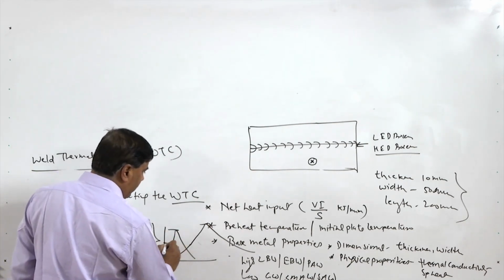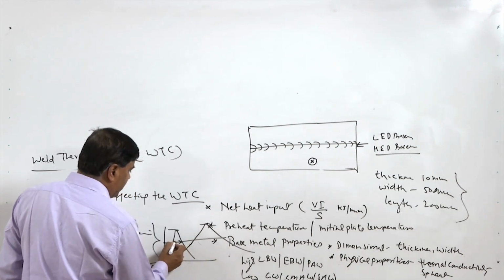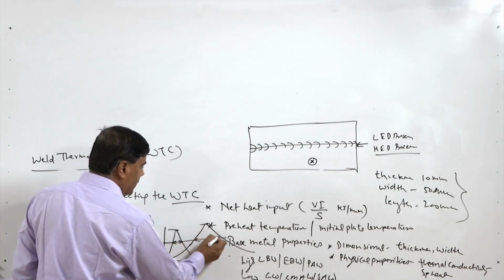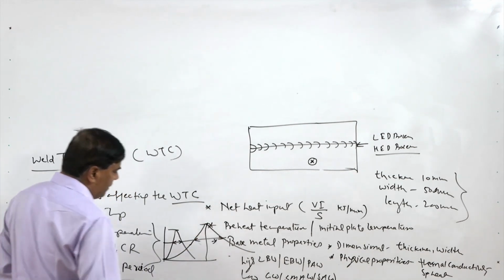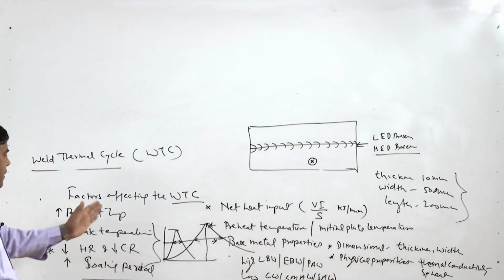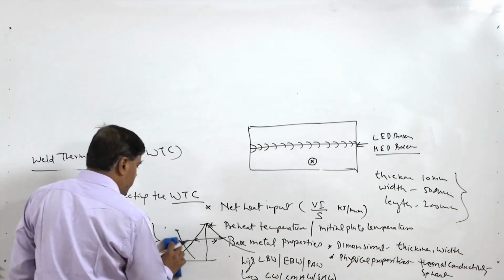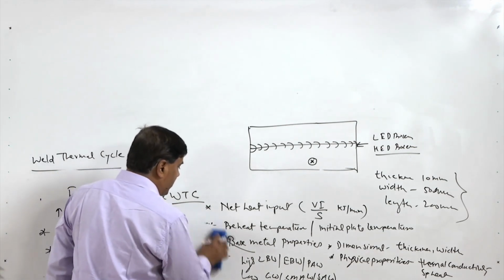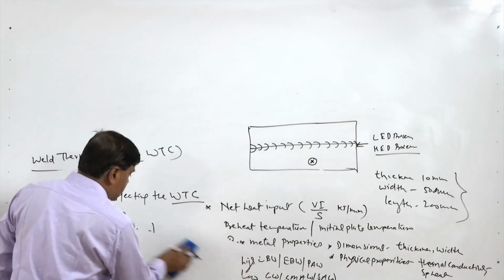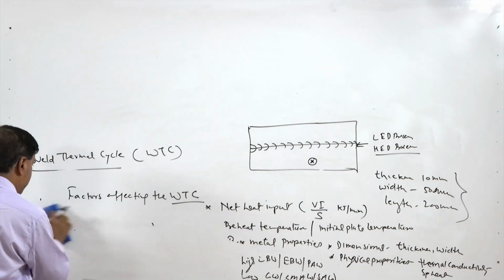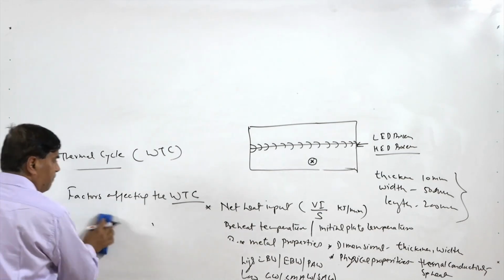Soaking period for a given temperature is very less here, and here the soaking period is very large. It takes a longer time to reach the peak temperature, while when there is no preheat it takes a shorter time to reach the peak temperature. So the rate of heating and cooling both are reduced. Now we will see the effect of the base metal.